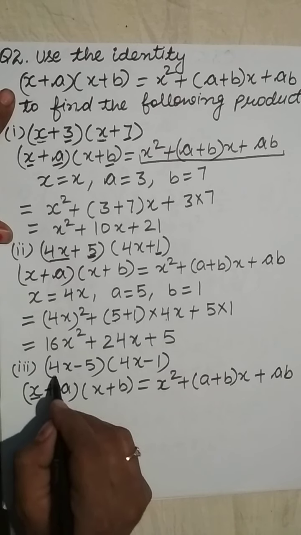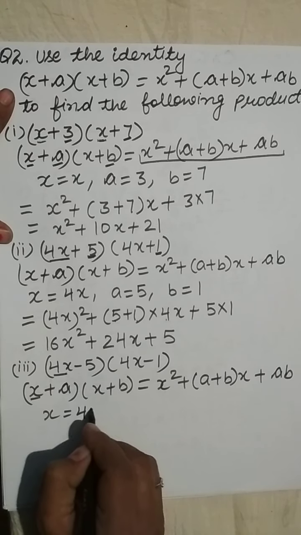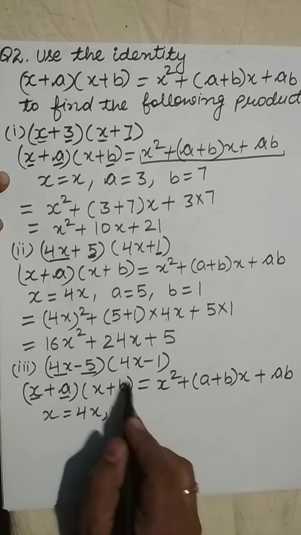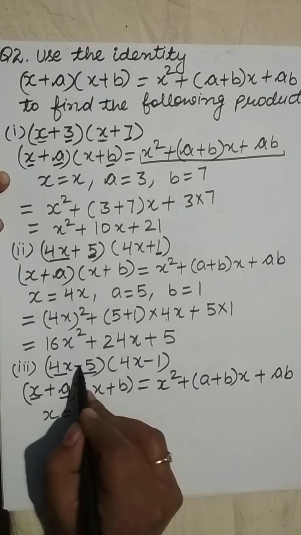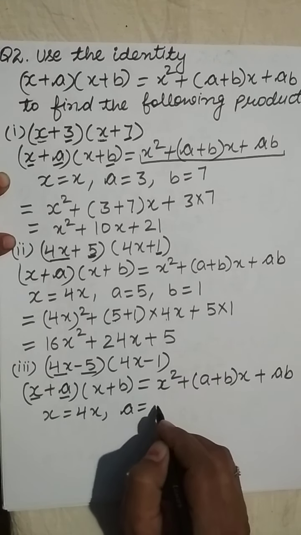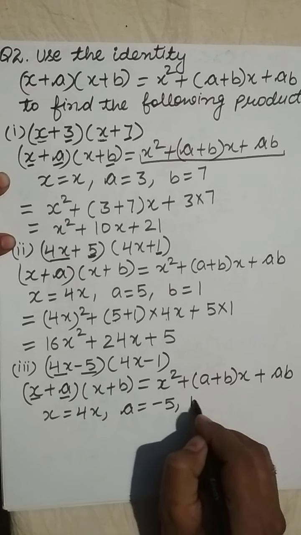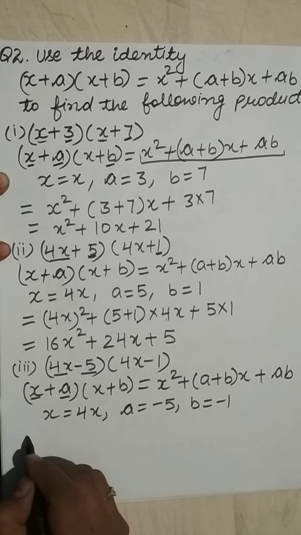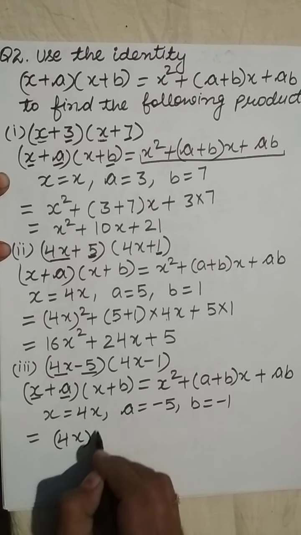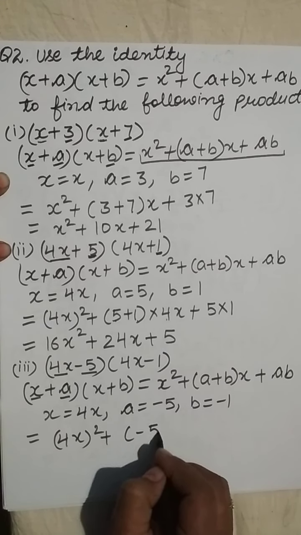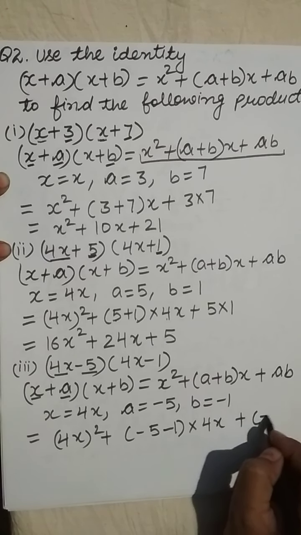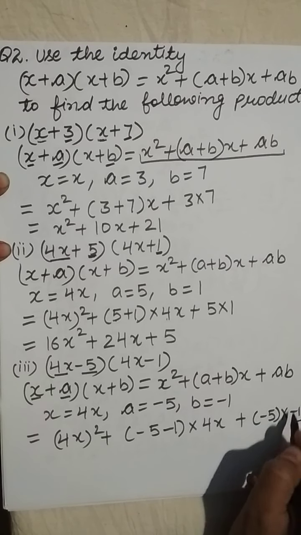Now here x is 4x, a is minus 5, as this is x plus a into x plus b type, but here there is negative sign in both the brackets, so I'll just write the value of a as minus 5 and b as minus 1. Now substitute the values. This is x is 4x square plus a is minus 5 and b is minus 1 multiplied by 4x plus minus 5 multiplied by minus 1.